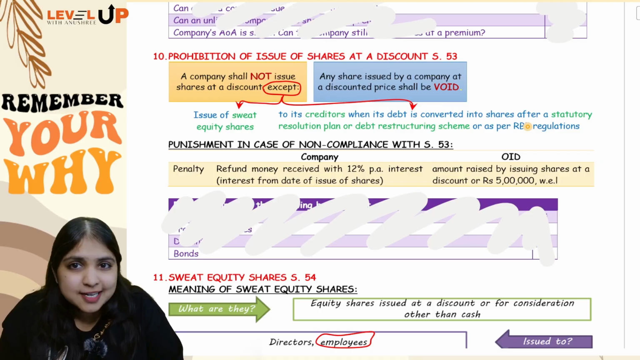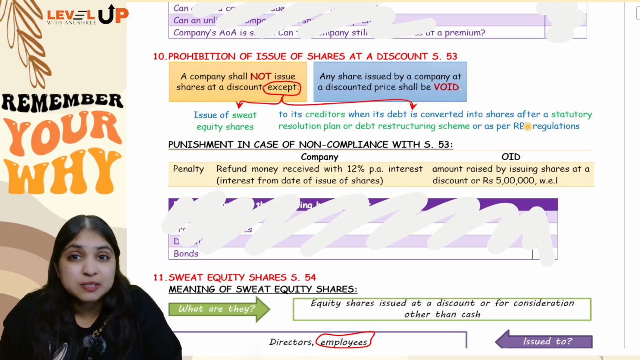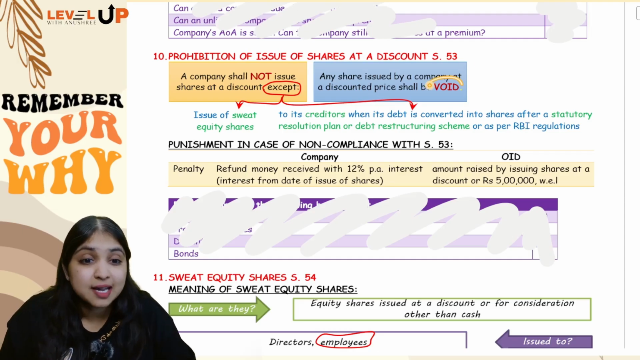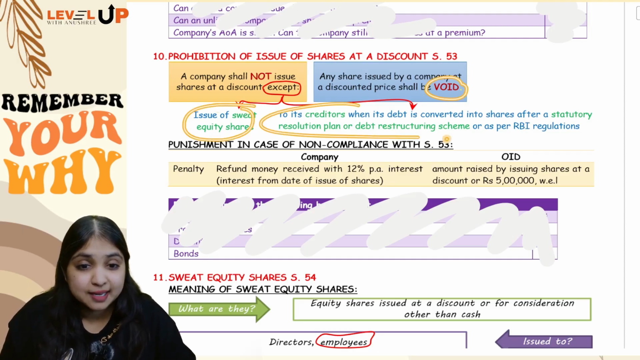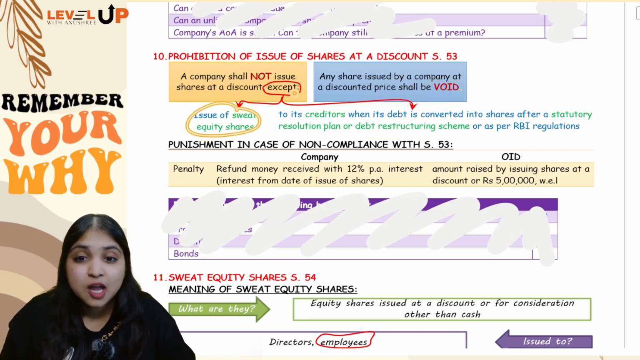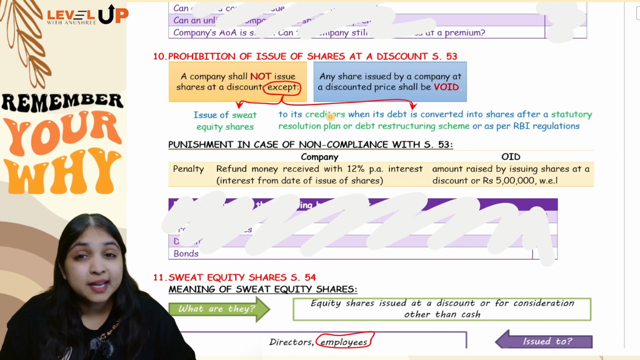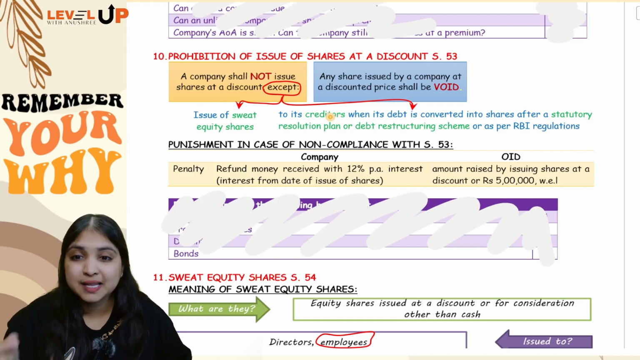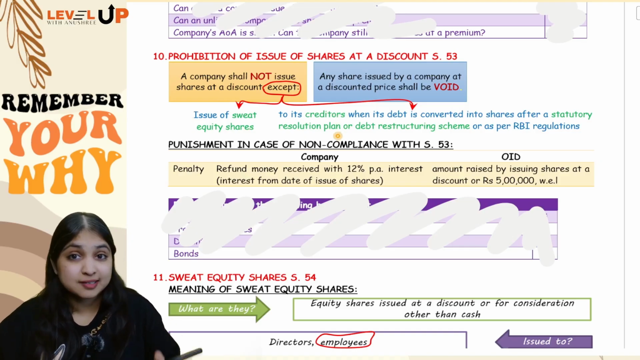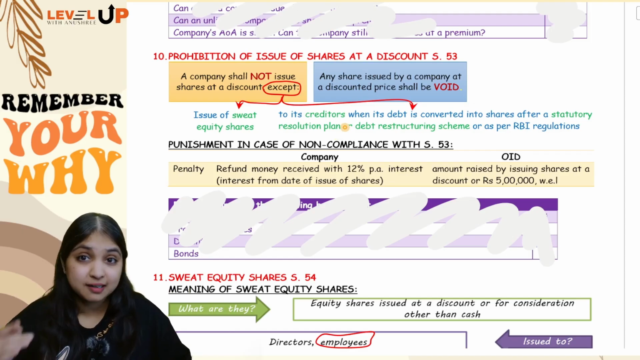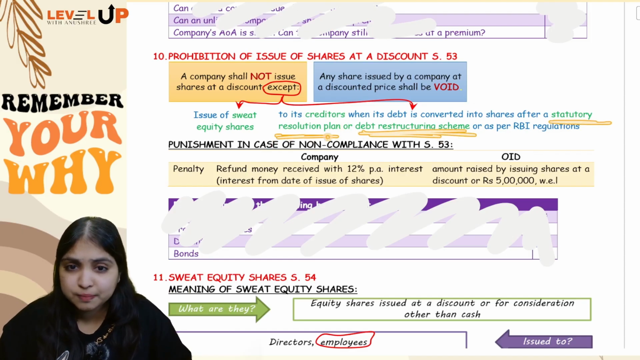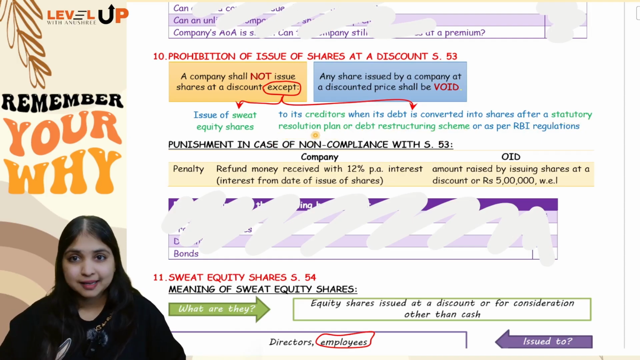Generally, only bonds and debentures can be issued at a discount. Equity shares and preference shares cannot be issued at a discount. If equity or preference shares are issued at a discount, it is considered to be void. But there are 2 exceptional cases where equity shares can be issued at a discount. One is sweat equity shares, and the other is when the company is not able to repay creditors. Instead of repaying them in money, the company will repay them by issuing equity shares to them. Those equity shares can be issued at a discount provided this whole arrangement is under DRS, Debt Restructuring Scheme, SRP, Statutory Resolution Plan, under the RBI Act or as per the Banking Regulation Act.